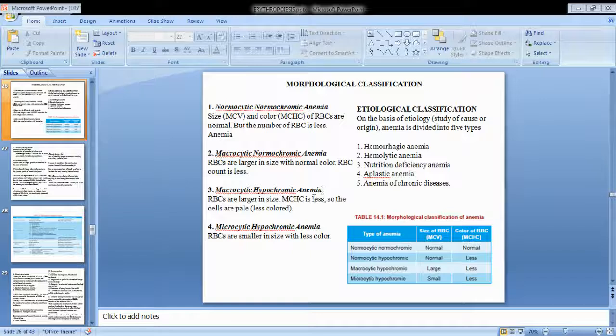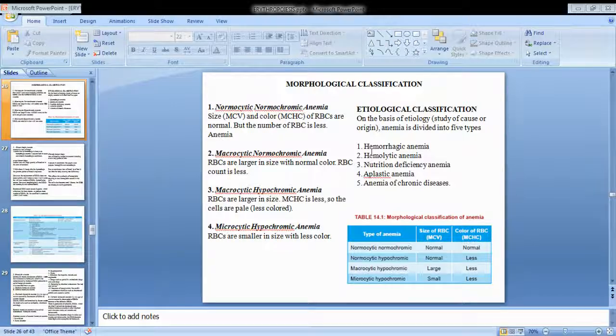Macrocytic hypochromic anemia, it means RBC size is larger, MCH is less. Color is less. Cells are pale. Anemia is less colored. Microcytic hypochromic anemia, the cells are smaller with less color because of the less concentration of hemoglobin.